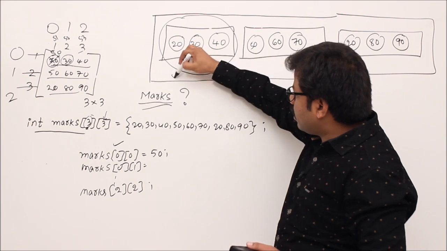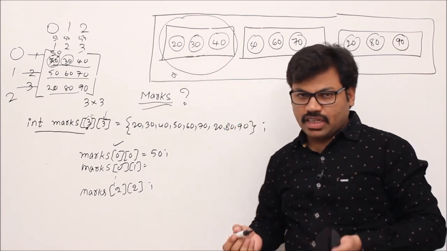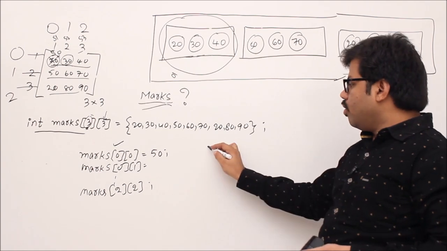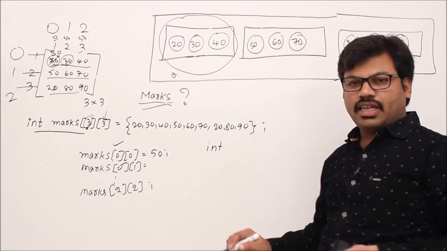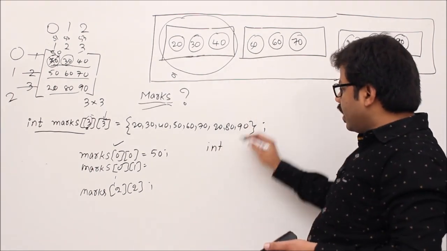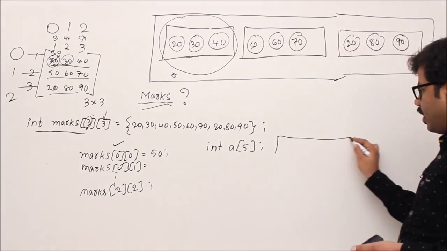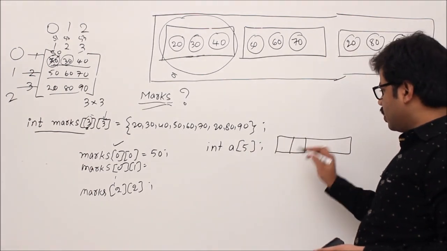Before that, to understand it clearly, let's go to one-dimensional array. I'll come back to marks and the two-dimensional array. Before that, let's understand the one-dimensional array clearly. With respect to this idea, for example, if you have int a of 5, that is nothing but an array with 5 locations.